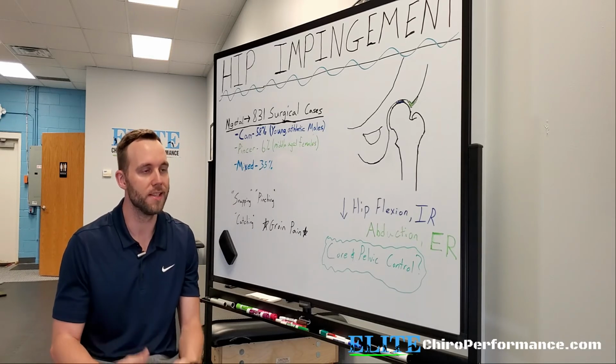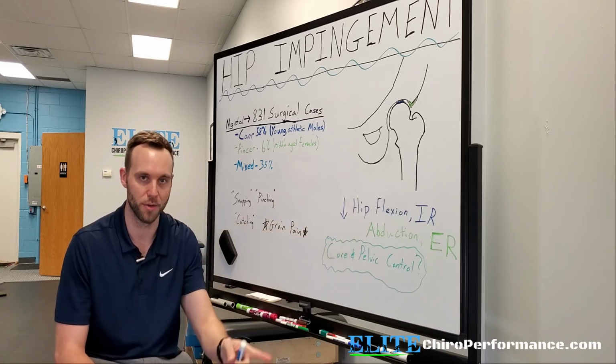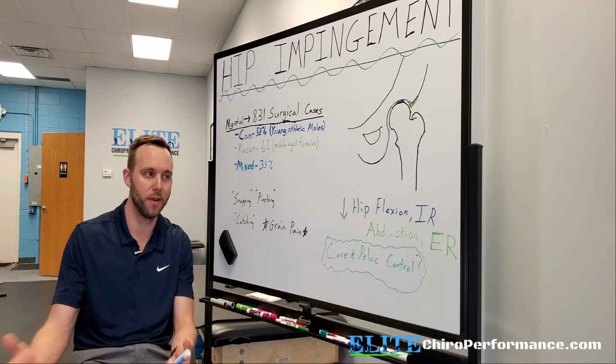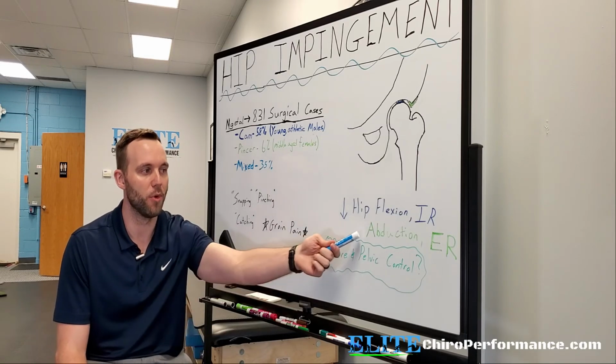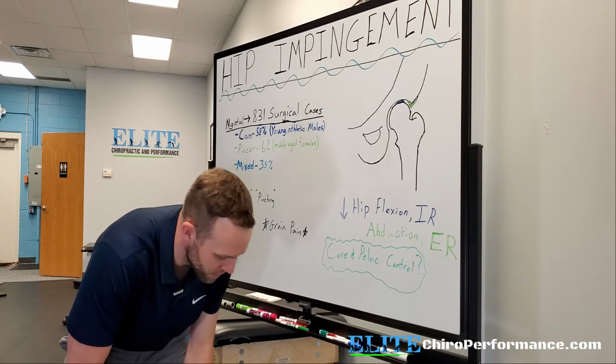And so that's the common way. Now, sometimes we're going to have a loss of abduction and external rotation. So that's more bringing the leg out and the knee out. I find that that's probably more of a labral issue, but they can both happen at the same time. So that's basically what happens.